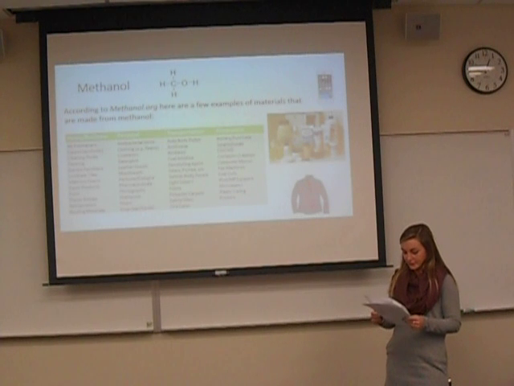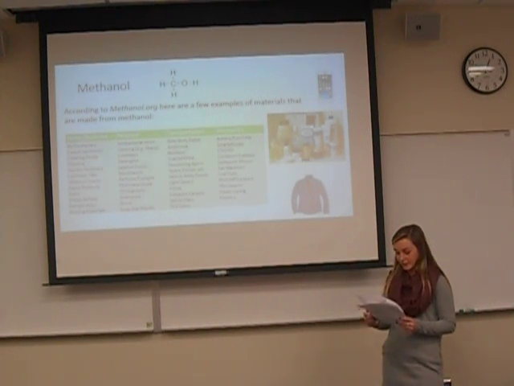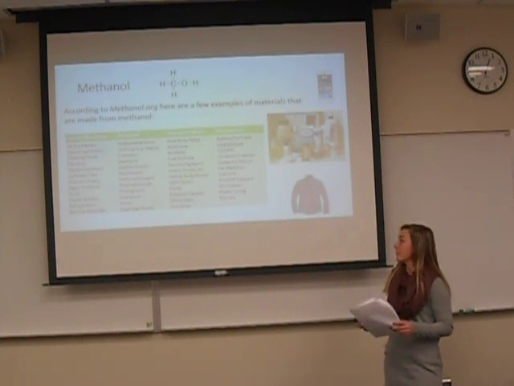After doing some research, I found that methanol was the most commonly used compound out of the unknown compounds I was given. Methanol is the simplest alcohol and is produced naturally in the anaerobic metabolism of a variety of bacteria. Other than being naturally produced, it is in thousands of products that touch our daily lives. According to methanol.org, here are a few examples that are made from methanol.